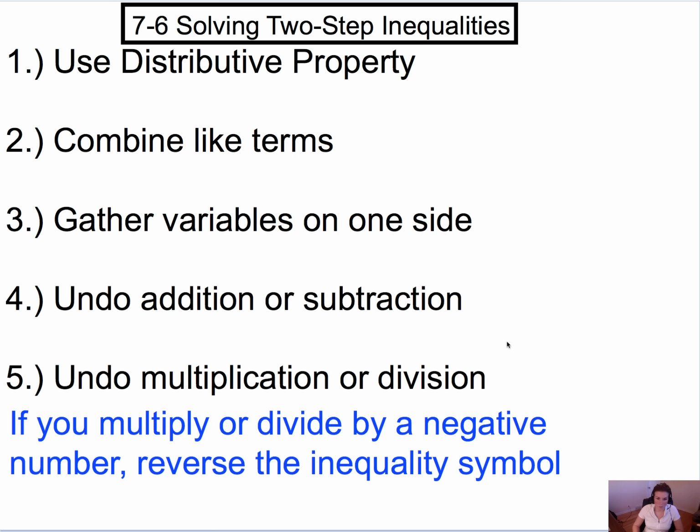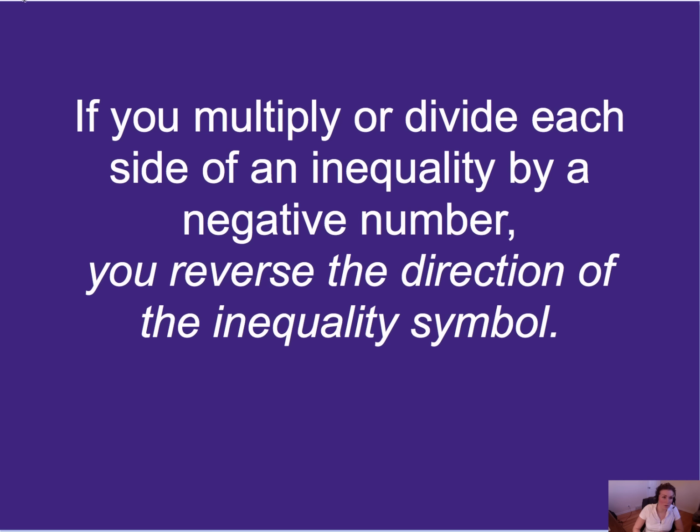It's just because we're working with inequalities now, you have to be careful when you do step 5 that if you multiply or divide each side by a negative number, you have to reverse the inequality symbol. So this should look familiar here. We've already taken notes on this. Basically what I just said, if you multiply or divide each side of an inequality by a negative number, you reverse the direction of the inequality symbol.